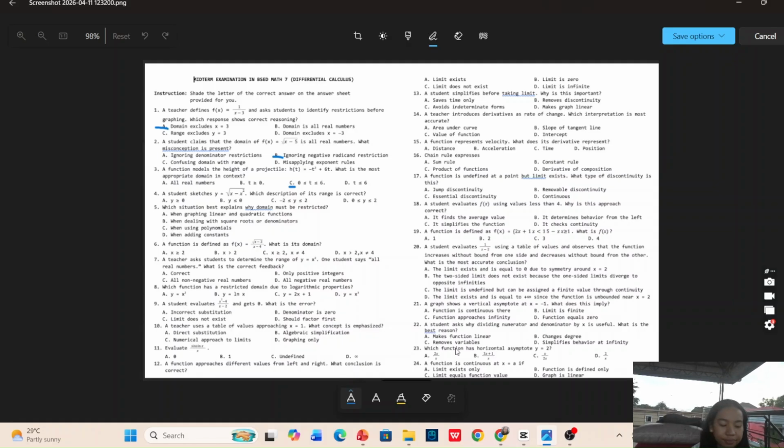Number 24. A function is continuous at x equals a if A, limit exists only, B, function is defined only, C, limit equals function value, or D, graph is linear. The correct answer for number 24 is letter C, limit equals function value. Because it necessarily needs that the limit is equal to the function value for the function to be continuous. Because if it doesn't, then the limit does not exist.